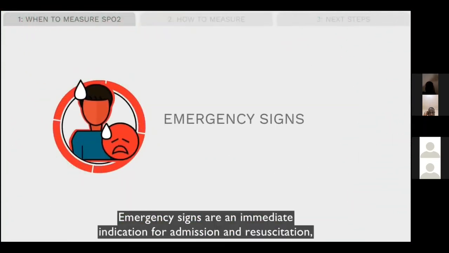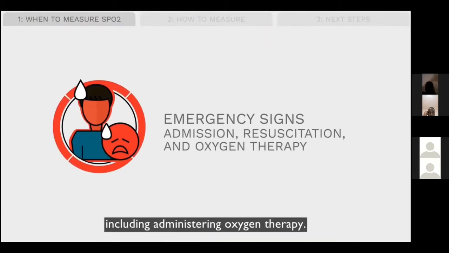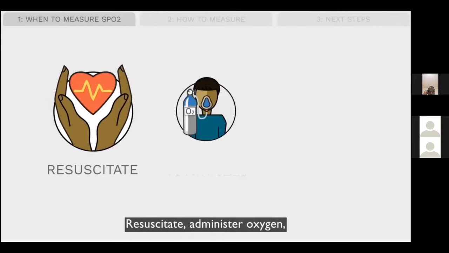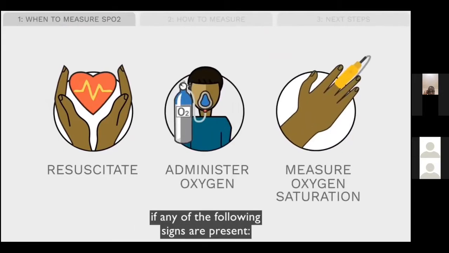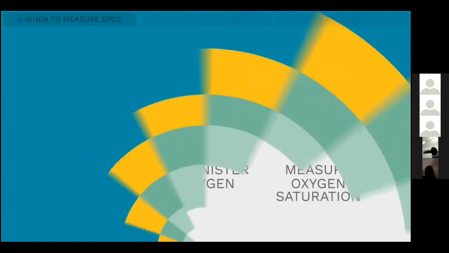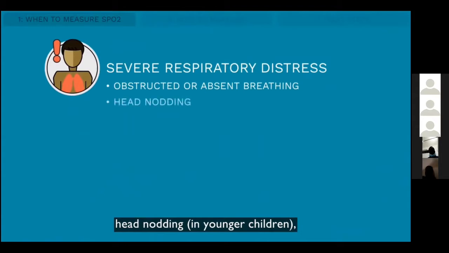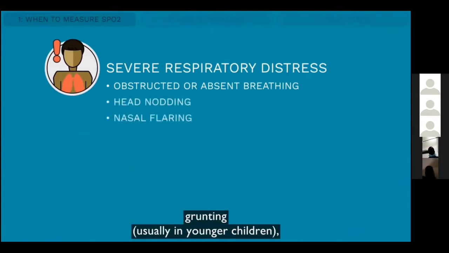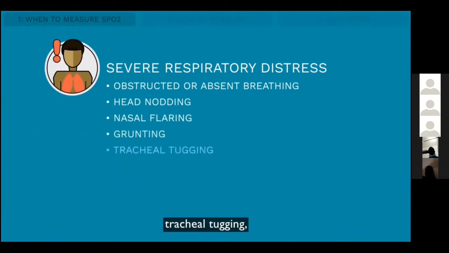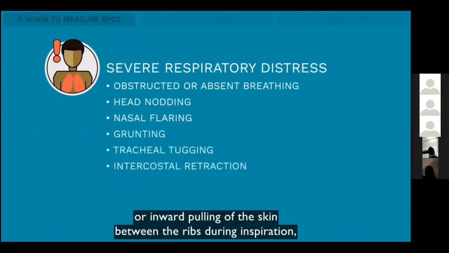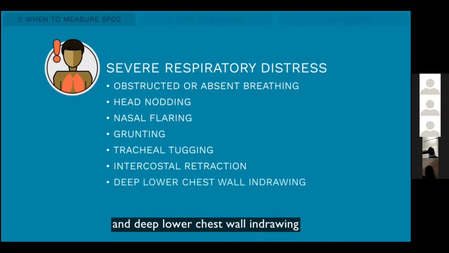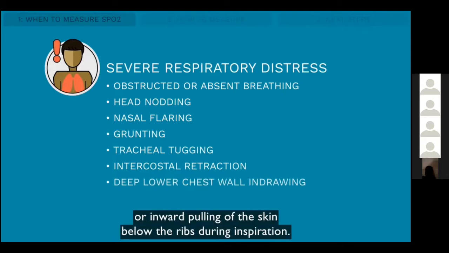Emergency signs. Emergency signs are an immediate indication for admission and resuscitation, including administering oxygen therapy. Resuscitate, administer oxygen, and measure the patient's oxygen saturation if any of the following signs are present. Severe respiratory distress. Signs of severe respiratory distress can include obstructed or absent breathing, head nodding in younger children, nasal flaring, grunting, usually in younger children, tracheal tugging, intercostal retraction or inward pulling of the skin between the ribs during inspiration, and deep lower chest wall indrawing or inward pulling of the skin below the ribs during inspiration.